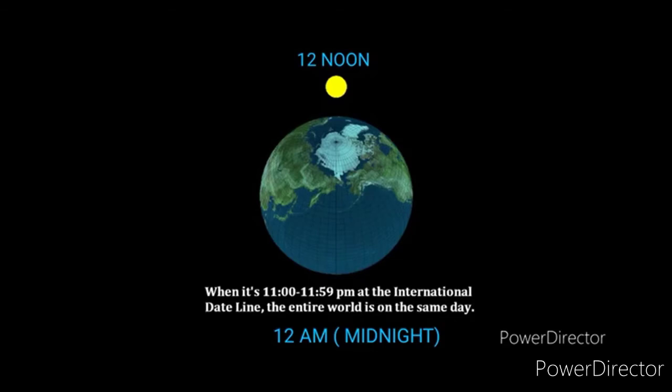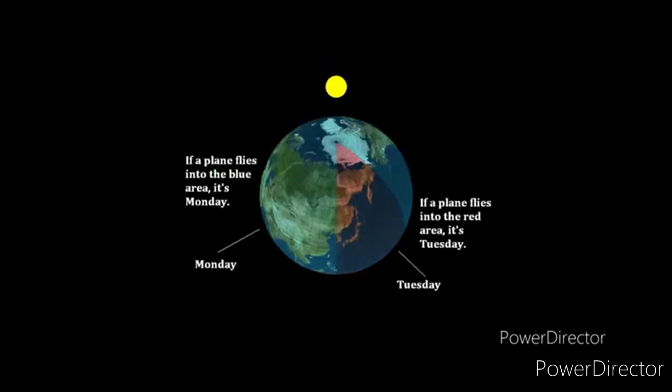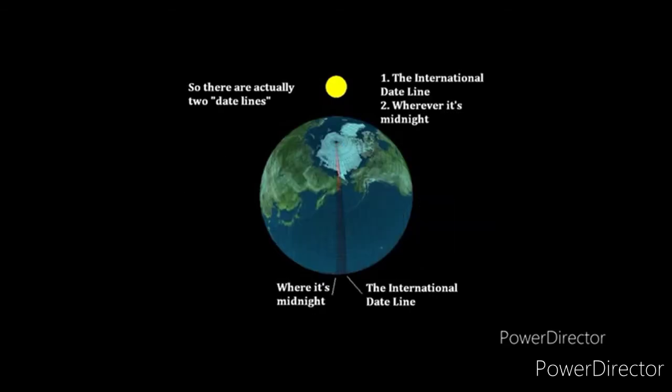So when it's 11 to 11:59 p.m. at the international date line, the entire world is on the same day or date. If a plane flies into the blue area, it's Monday. If a plane flies into the red area, it's Tuesday.